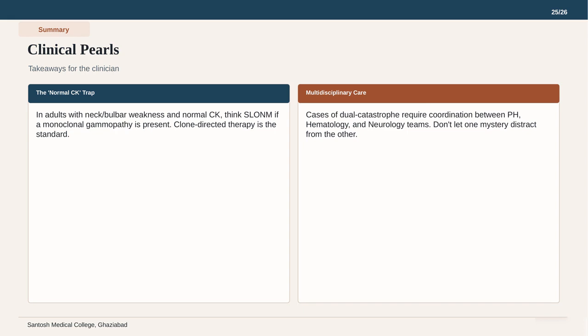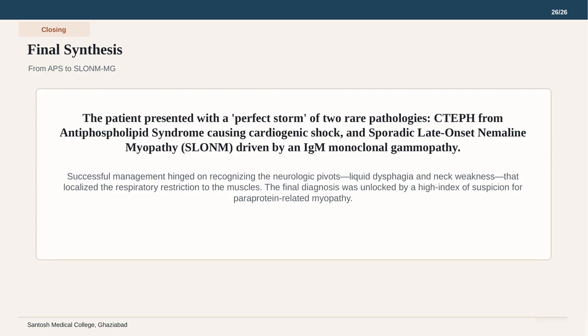The patient presented with a perfect storm of two rare pathologies, CTEPH from antiphospholipid syndrome causing cardiogenic shock and sporadic late onset nemaline myopathy, or SLONM, driven by an IgM monoclonal gammopathy. Successful management hinged on recognizing the neurologic pivots, specifically the liquid dysphagia and neck weakness, that localized the respiratory restriction to the muscles rather than just the lungs.